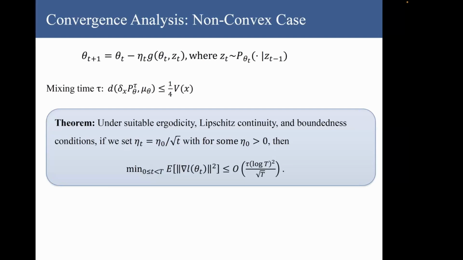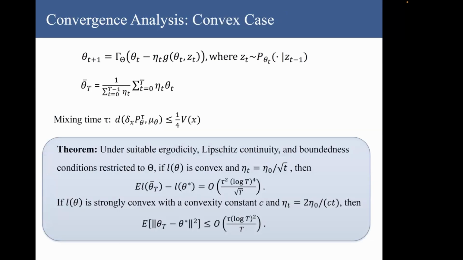In this case, we can show that if you do this stochastic gradient descent, you're going to converge to a stationary point. I don't have convexity, so I only converge to a stationary point at speed 1 over square root of T. This is essentially the same convergence speed as the IID case.